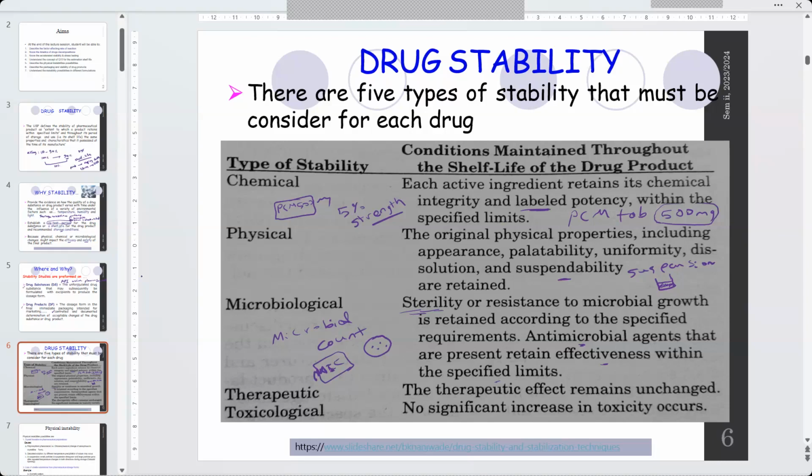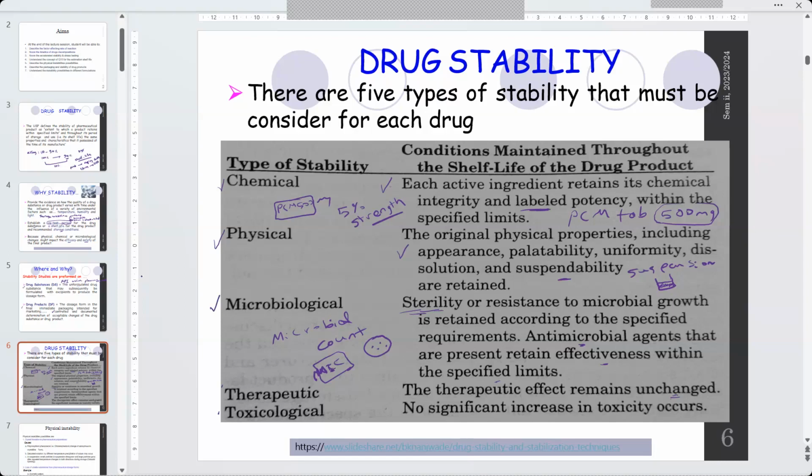All of this is aimed at having chemical stability, and physical stability, and even microbiological stability is aimed to preserve therapeutic and toxicological stability of the product. Therapeutic stability means the therapeutic effect remains unchanged. The therapeutic effect of medication doesn't decrease if it still can perform well physically, and then the content of active ingredient is also the same, then it is supposed to give the same therapeutic effect.